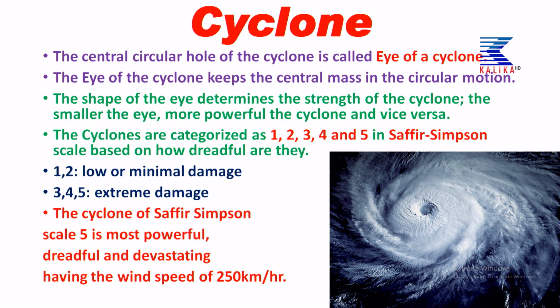The cyclone of Saffir-Simpson scale 5 is most powerful and dreadful as well as devastating, having the wind speed of 250 km per hour. Which category is the most dangerous cyclone? The Category 5 or the Saffir-Simpson scale 5 is most dreadful. So it has the wind speed of 250 km per hour. It's most devastating.